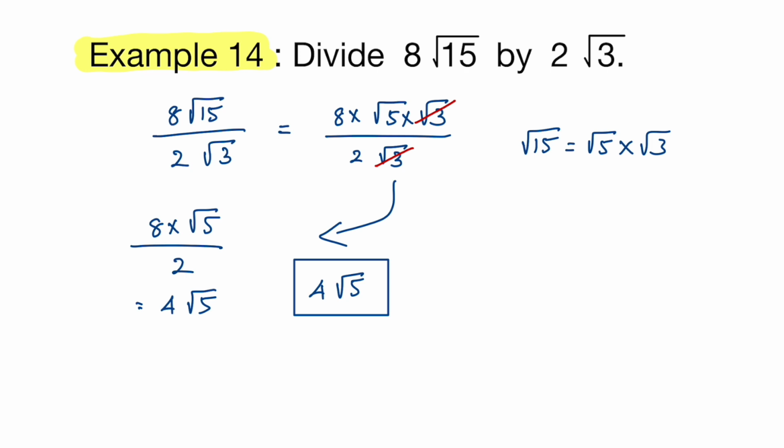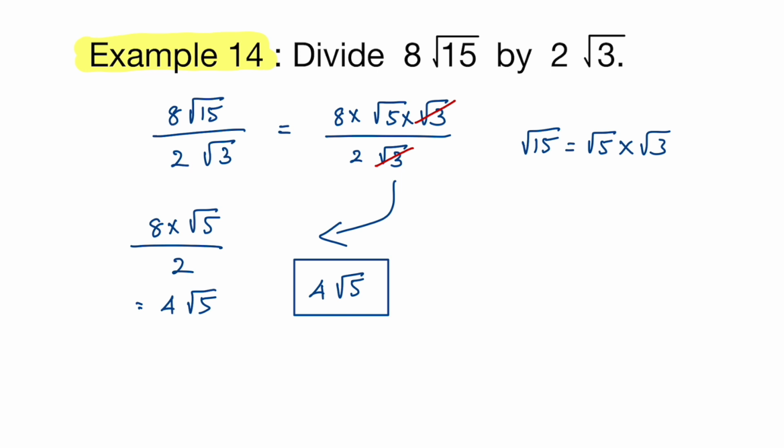Okay, now I hope you have understood this. This is very simple. We have been given two numbers, 8 root 15 and 2 root 3. Now we have expressed root 15 as root 5 times root 3, and since we have a root 3 in the denominator, we are able to cancel those out and we are left with 8 times root 5 divided by 2, and that value is 4 root 5, and that is the value of this entire question.